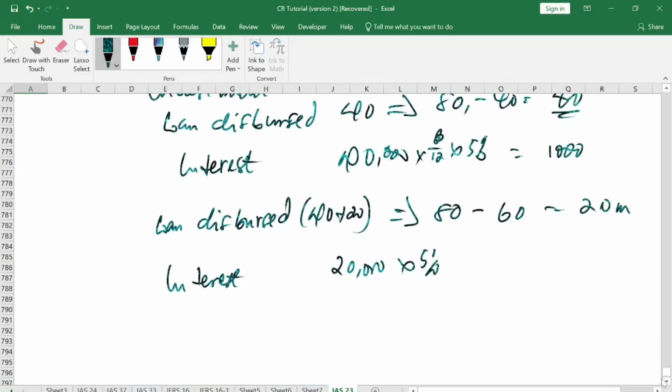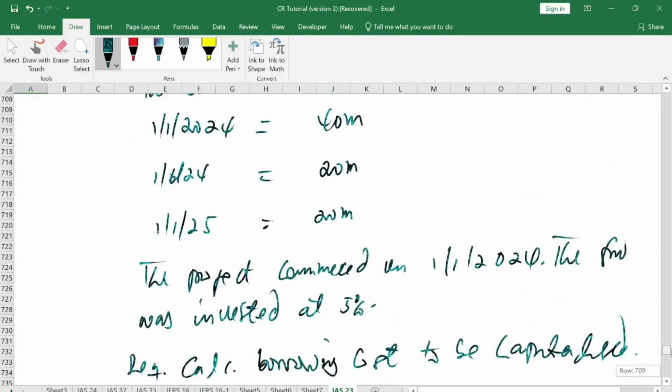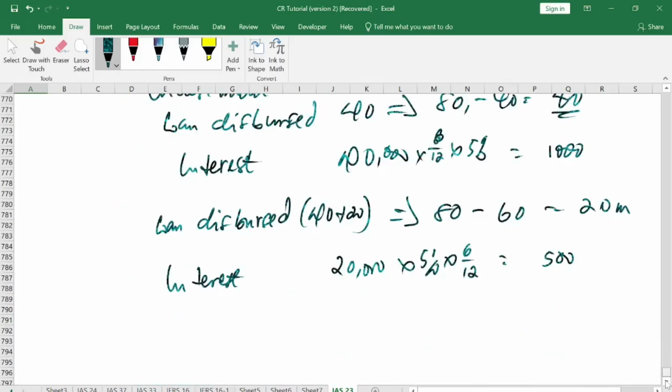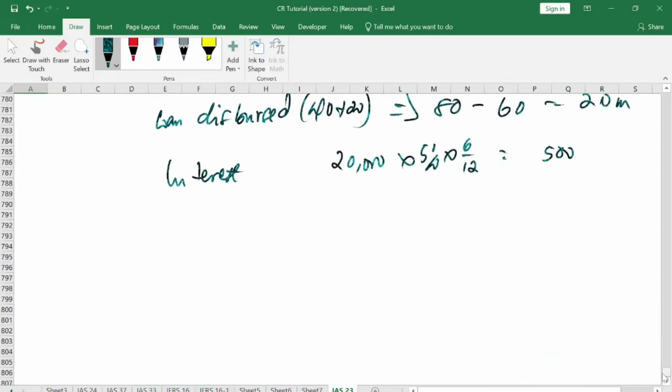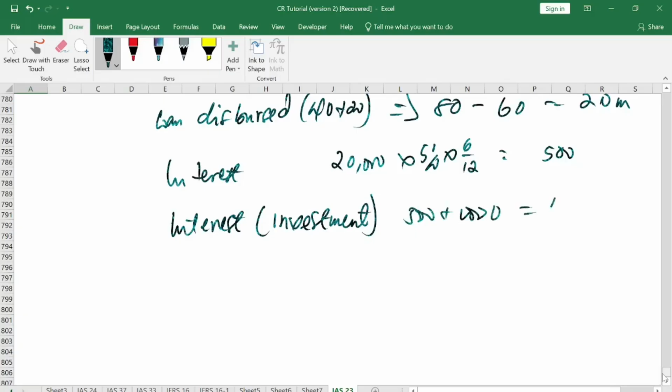So you'll have times 6 over 12. When we calculate, that gives me 500. So that is it. The final payment was made in the following accounting year, so that one will not attract any interest. It will end like that. So when you are done, you realize that you have your investment interest. Your investment interest for the accounting year is 500 plus 1,000. So that gives me 1,500.